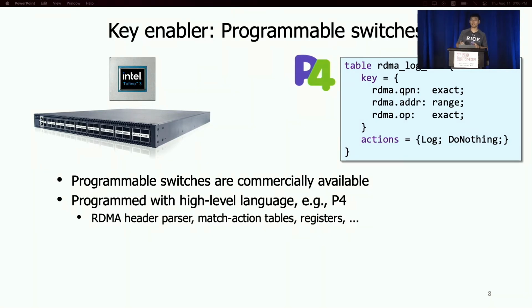P4 also offers registers for stateful processing. For example, we can use them to measure the traffic rate sent by a certain RDMA client to detect DDoS attacks. This programmability does not sacrifice the performance of the switch. The switch can still run at the line speed.